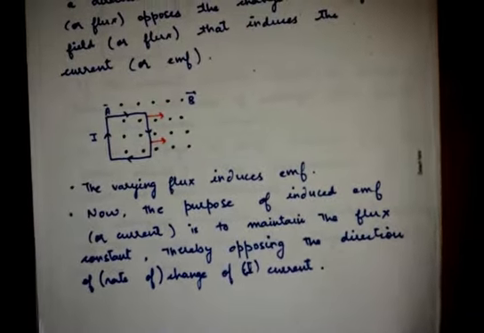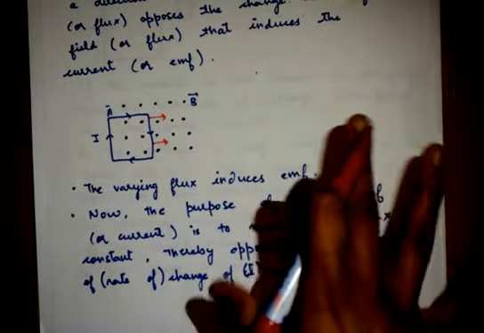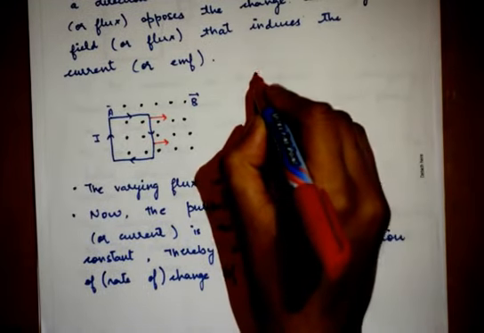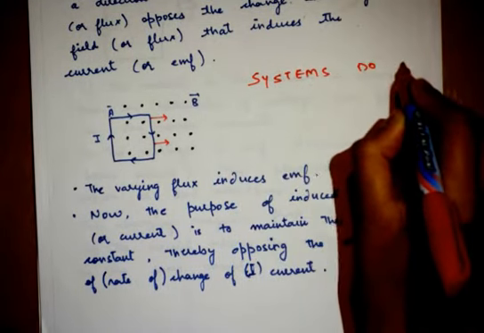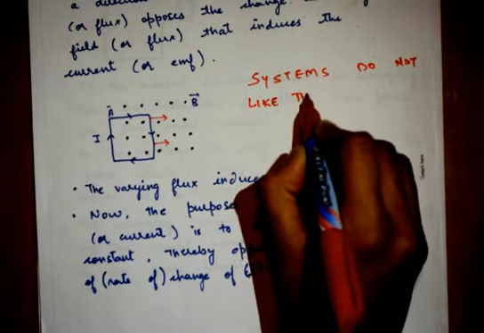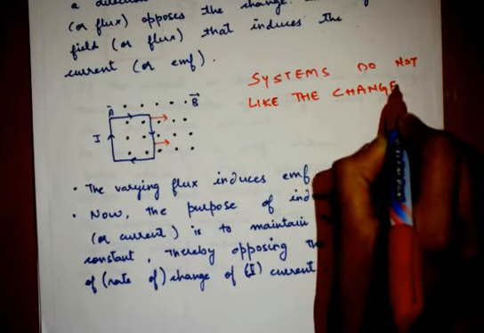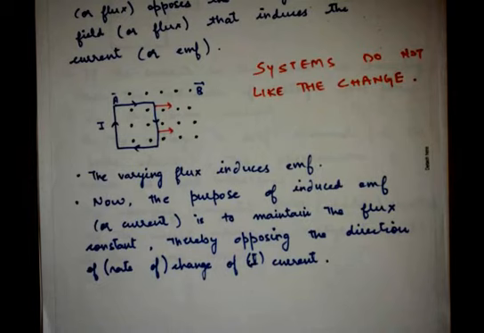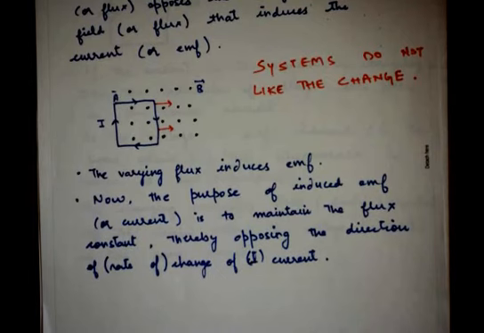Alright. Now I am going to write a very important line which will help you understand the concept of Lenz's law forever. Systems do not like change. So if there is any change in the system, then the system is obviously going to oppose the cause of that change, and simultaneously it will always try to keep that change constant.